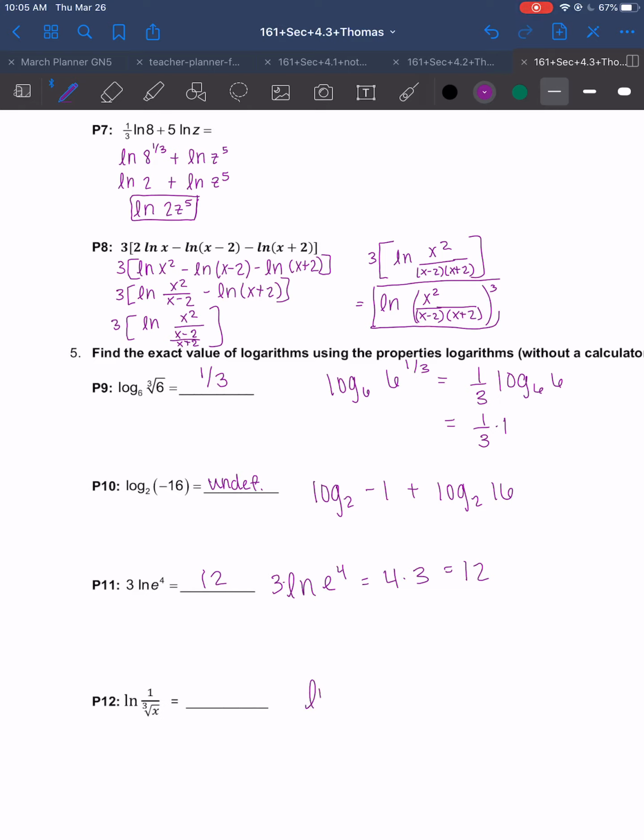So then we have the natural log of 1 over x to the 1/3, because I just changed the cube root to an exponent. So then I have natural log of 1 minus natural log of x to the 1/3. So I just separated the division. Then I have natural log of 1 minus 1/3 natural log of x equals natural log of 1 is 0 minus 1/3 natural log of x. So your answer is just -1/3 natural log of x. And that is section 4.3.